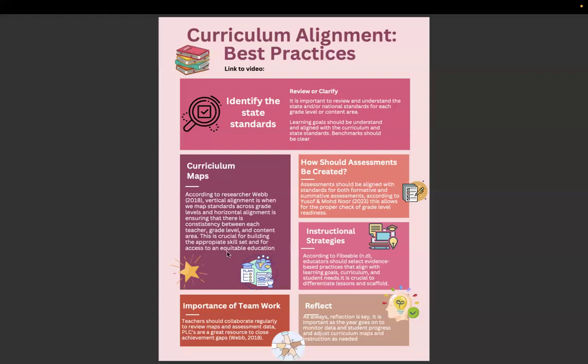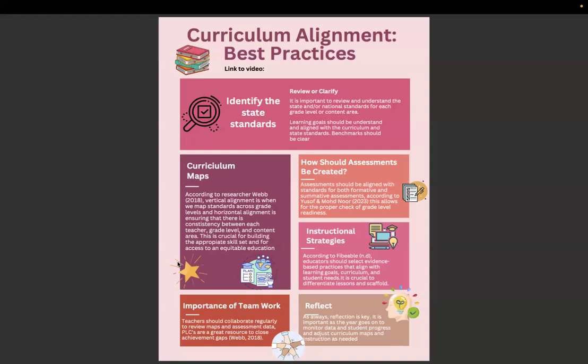So, steps in alignment means that we know our state standards. We know the learning goals and we know what benchmarks should be and where we're trying to get students to be. We want to develop curriculum maps. So make sure that there is a vertical and horizontal alignment so that students have the appropriate skill set, but they're also getting access to an equitable education.